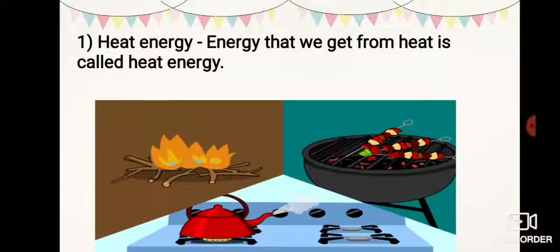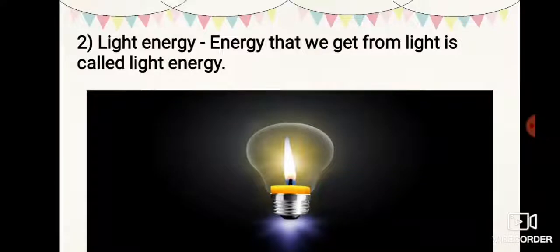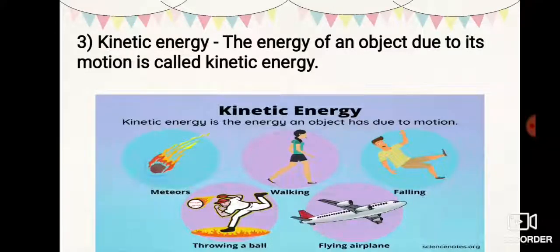Number 1. Heat energy. Heat energy is the result of the movement of tiny particles called atoms, molecules or ions in solids, liquids and gases. Number 2. Light energy. Light energy is a kind of kinetic energy with the ability to make types of light visible to human eyes. Number 3. Kinetic energy. Kinetic energy is a form of energy that an object or a particle has by reason of its motion.